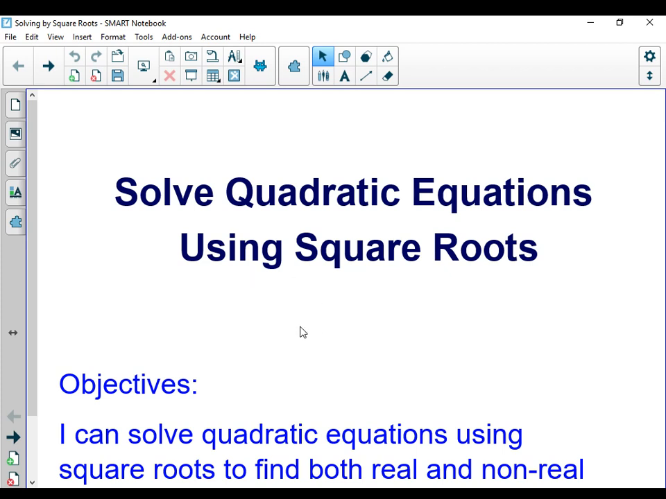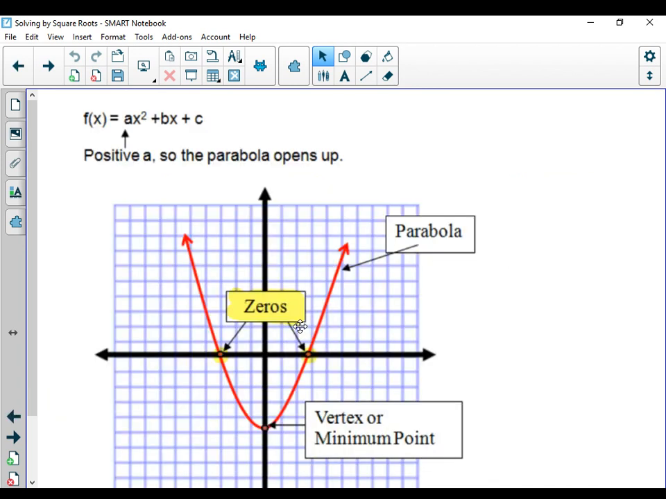Okay, so yes, solving quadratic equations using square roots. All right, so we've already learned from the last chapter that we are looking for where it crosses the x-axis. What does the equation equal on the x-axis? Y equals 0. So we're looking for where the equation equals 0. We're looking for where it crosses the x-axis. Either way you want to put it.